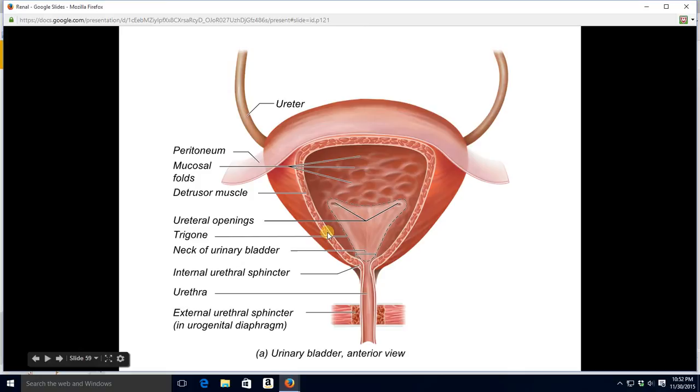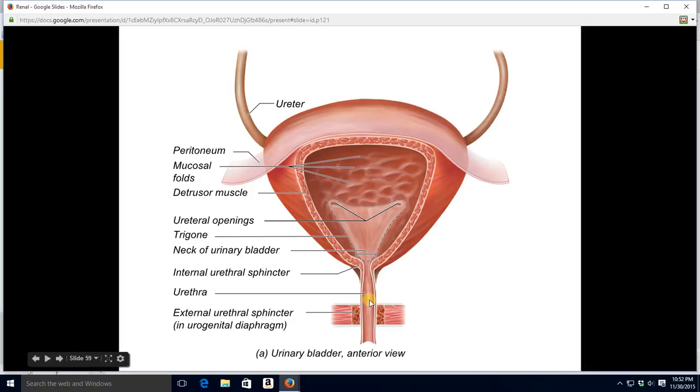It's the trigone, demarcated by the 2 openings for the ureters, as well as the opening for the urethra, which of course is the internal urethral orifice. The trigone helps to funnel urine down through the urethral orifice into the urethra. Of course, realize the smooth muscle directly adjacent to the internal urethral orifice is the internal urethral sphincter. It is smooth muscle, and thus it is involuntary.